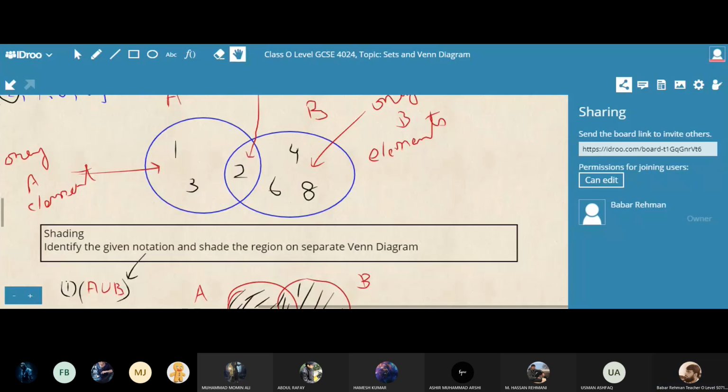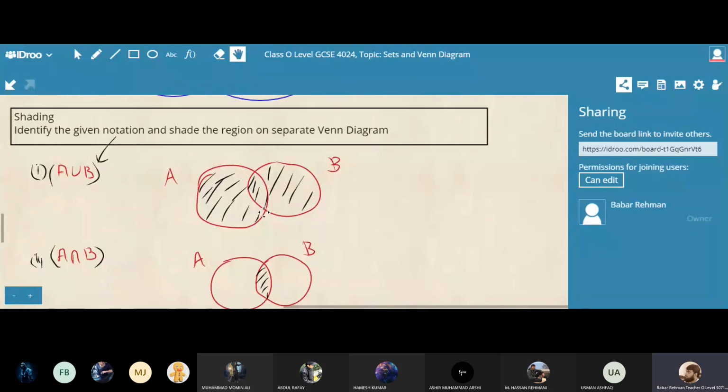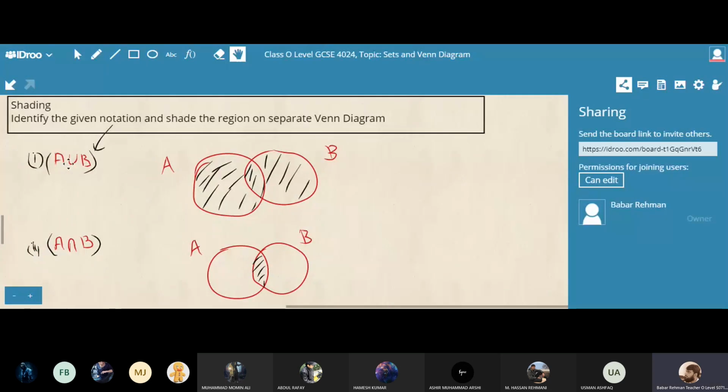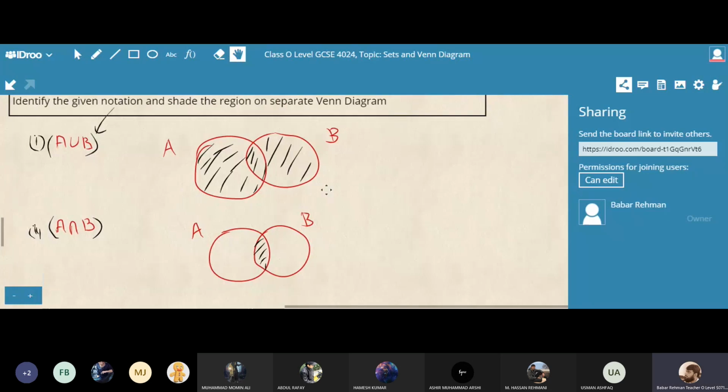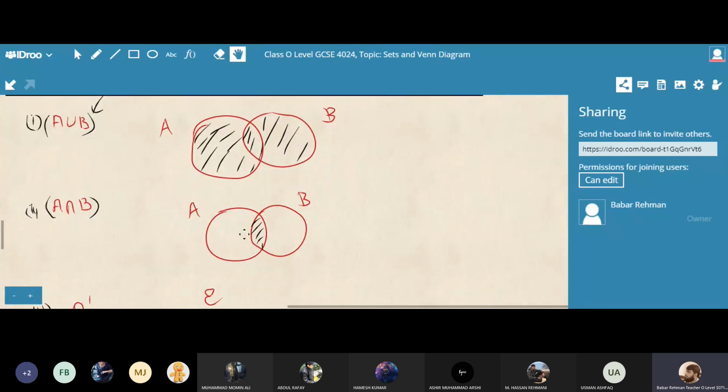Okay. Now the first thing is A union B. How can we shade A union B? As we have discussed, in A union B all elements of A and B are counted. So that is why we shade the whole two circles. All two circles will be counted. All right. What about A intersection B? How can we shade this one?